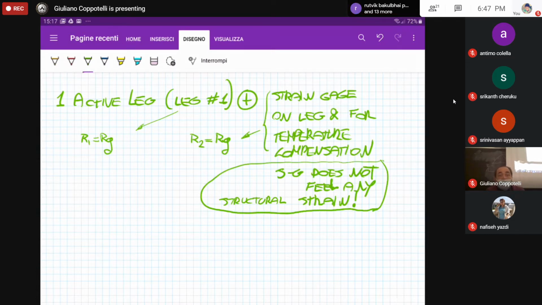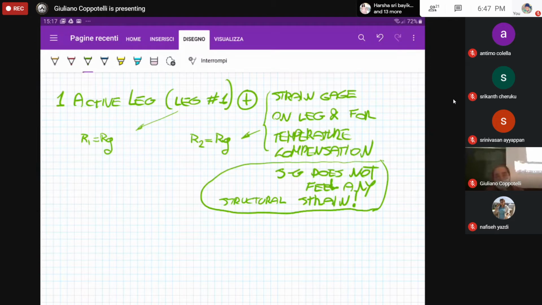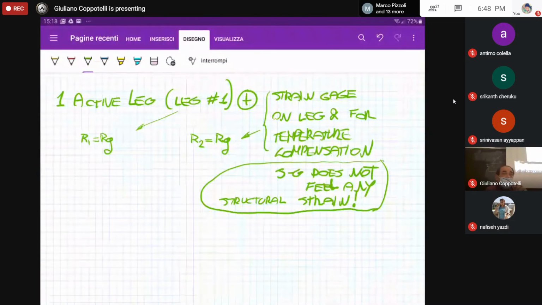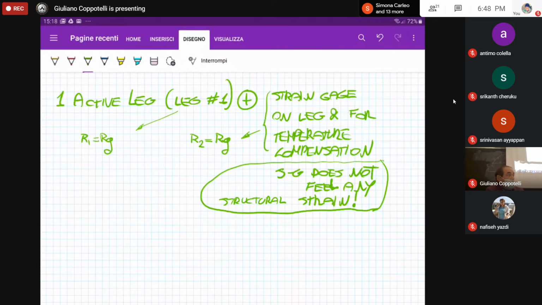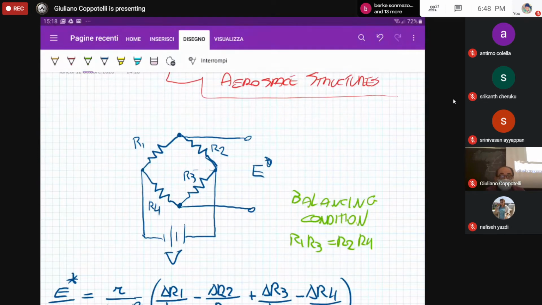So we can't say that there is a Wheatstone bridge with two active legs, but just one active leg that is using, however, two strain gauges, one in leg 1 and the other one in leg 2. Once again, we are using this additional strain gauge just, as we can see later on, to compensate for the temperature field. Now if you go back to the Wheatstone bridge layout, what we can say now is that R1 is equal to the strain gauge, so Rg. R2 is equal to the strain gauge as well.